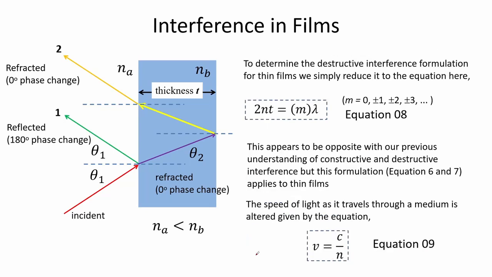To determine the destructive interference formulation for thin films we simply reduce it to equation 8. This appears to be opposite to our previous understanding of constructive and destructive interference, but this formulation, equations 7 and 8, applies to thin films. As light travels in a medium it is affected, and we recall the equation for light. When light travels in a denser material its speed decreases.